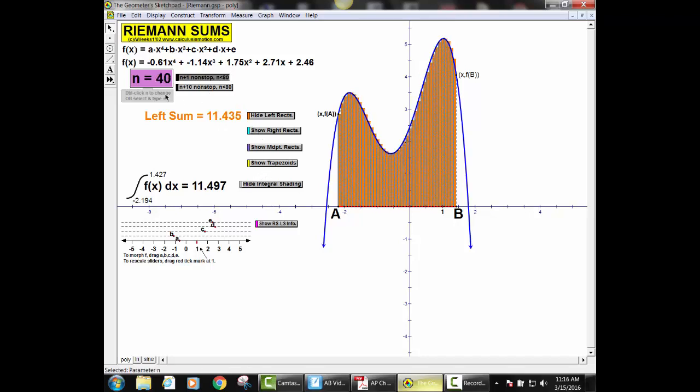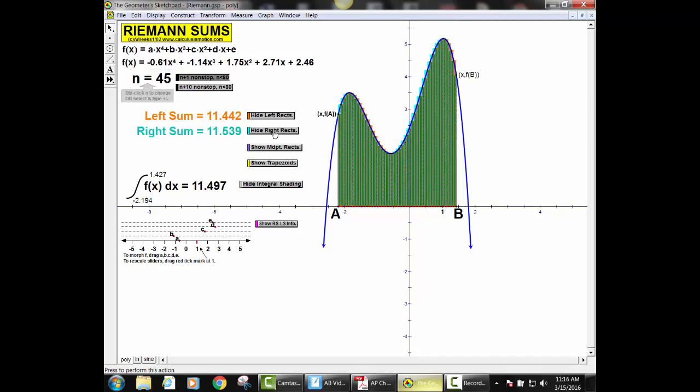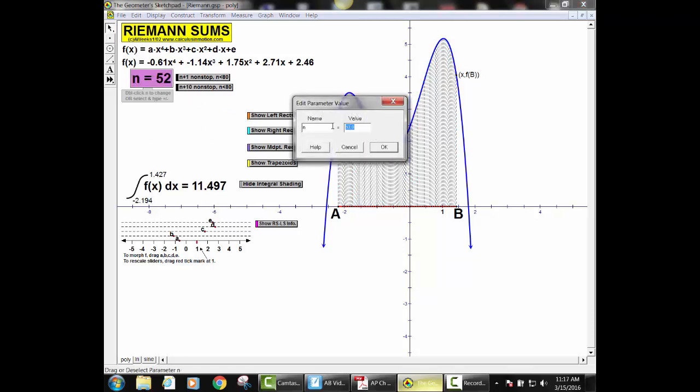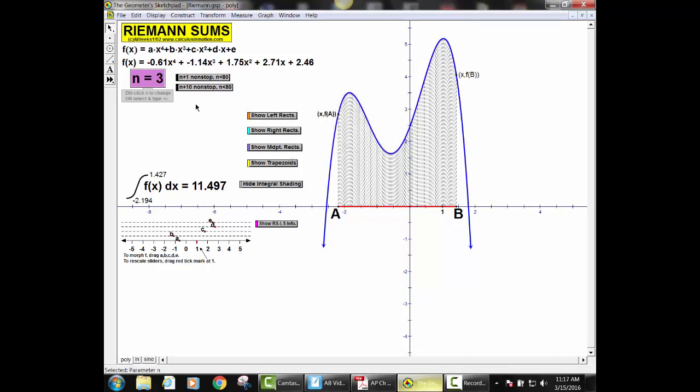Okay, I'll stop now. Hide integral shading. I don't want you to hide integral shading. We need to stop now. Stopping. Okay, hide those. So those were left rectangles. Let me show you again. Let me just start at 3.